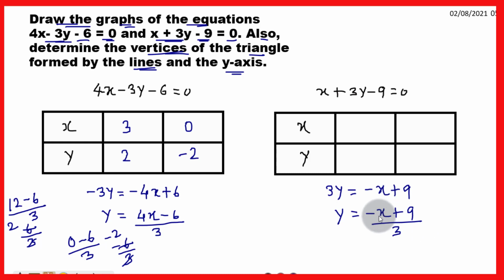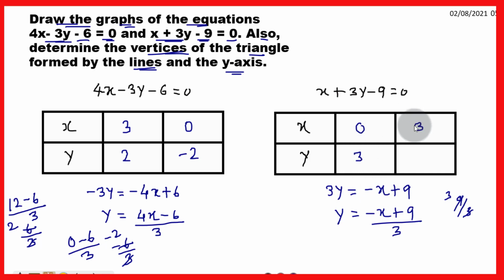Now take 3 to this side, so it will be y is equal to (minus x plus 9) upon 3. Now assume the value of x. So first we will assume the value of x as 0. So it will be 0 plus 9, that upon 3. So it will be 9 upon 3. So that is 3 3s are 9. So the y coordinate will be 3.